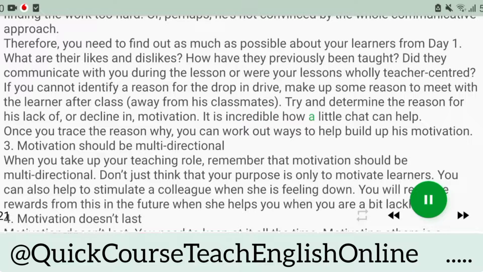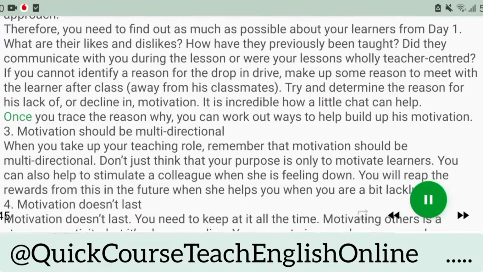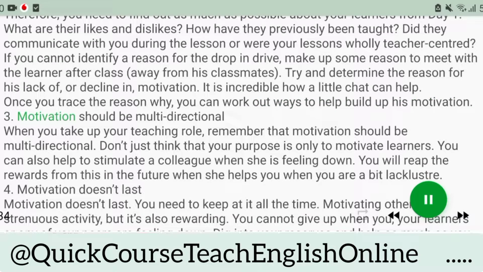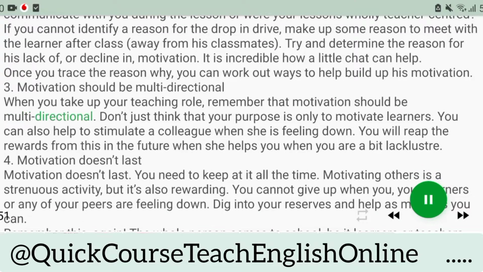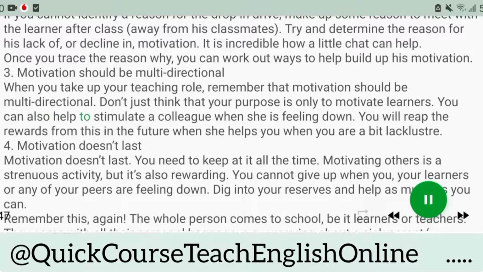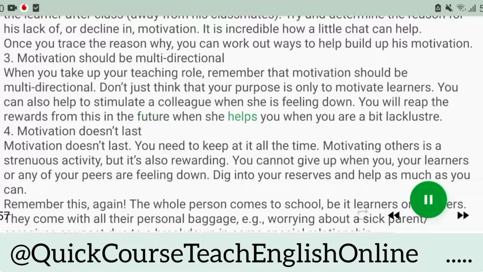It is incredible how a little chat can help. Once you trace the reason why, you can work out ways to help build up his motivation. 3. Motivation should be multidirectional. When you take up your teaching role, remember that motivation should be multidirectional. Don't just think that your purpose is only to motivate learners. You can also help to stimulate a colleague when she is feeling down. You will reap the rewards from this in the future when she helps you when you are a bit lackluster.